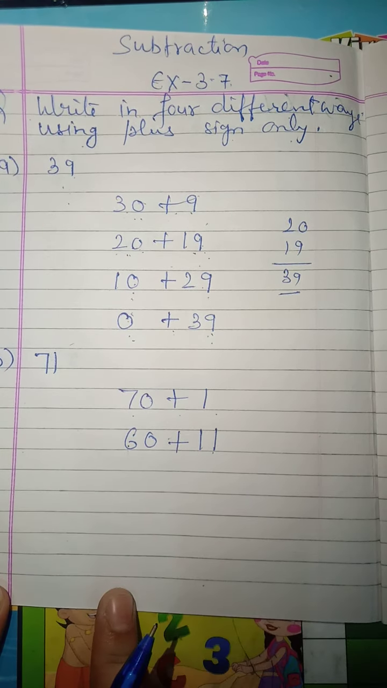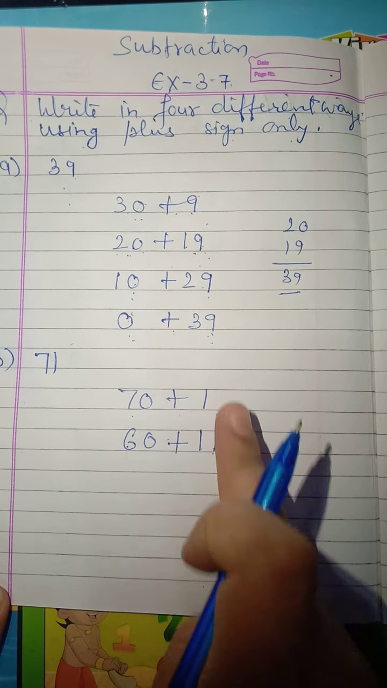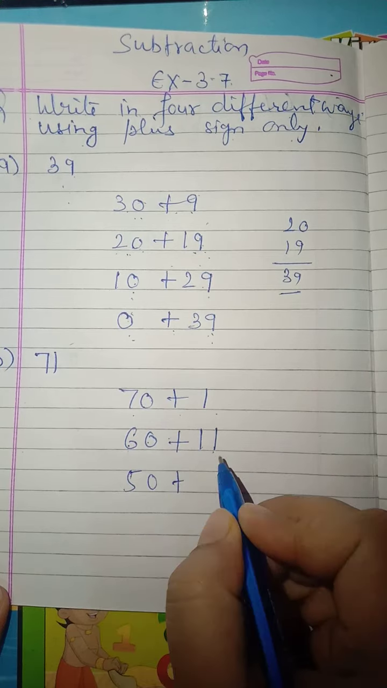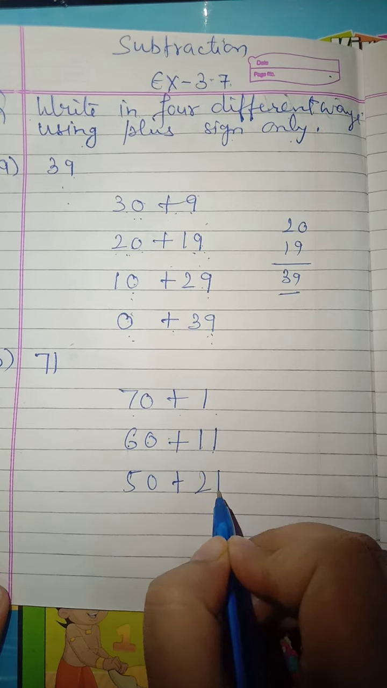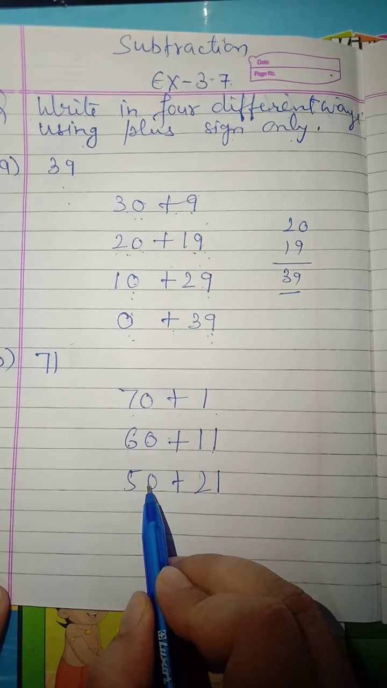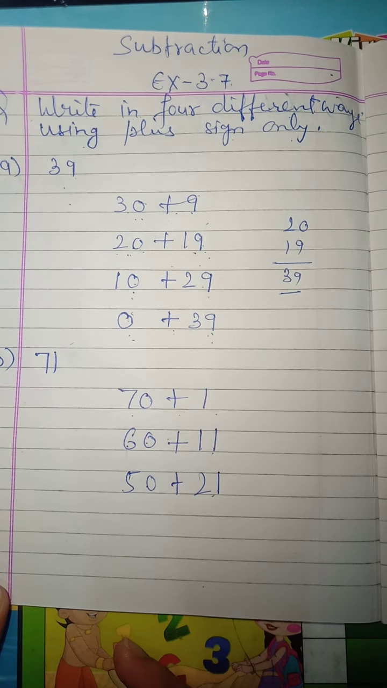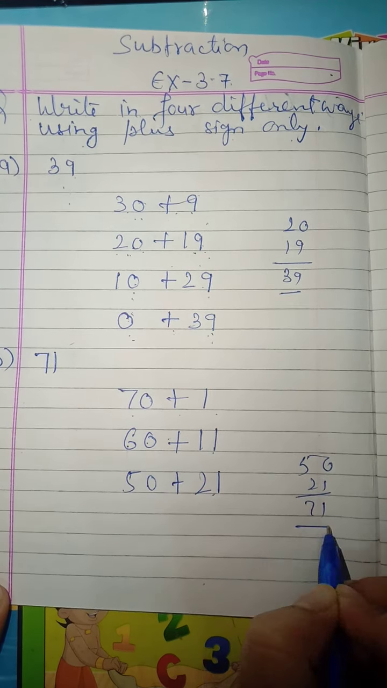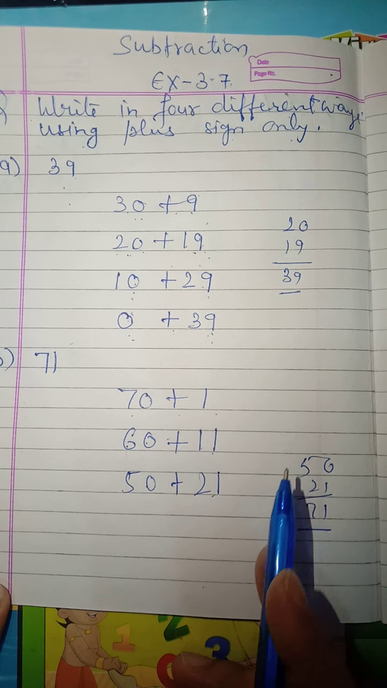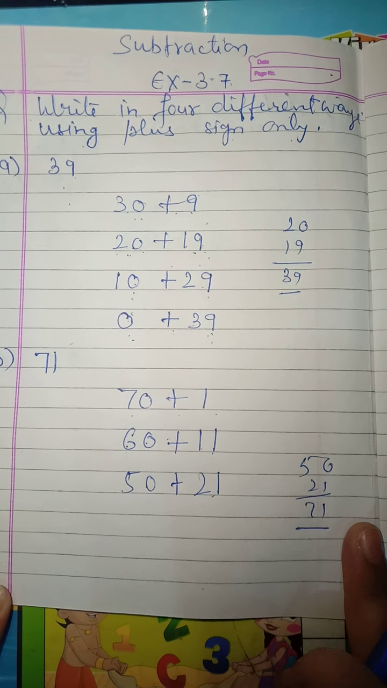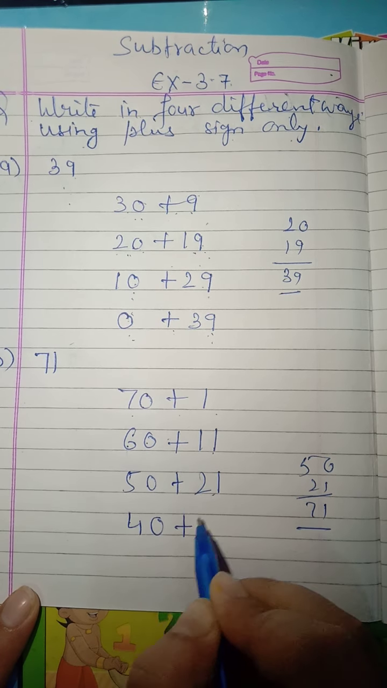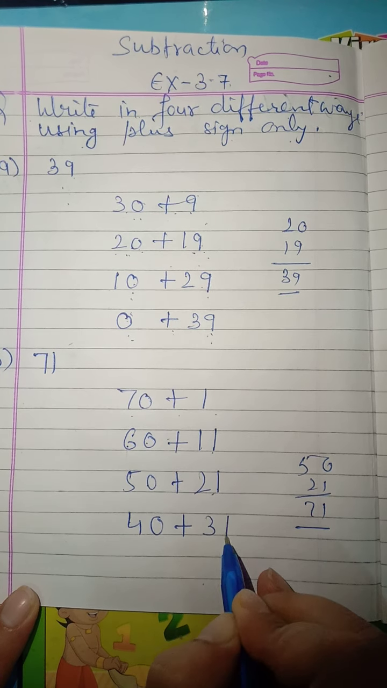Again subtract 10 from this side and add 10 to this side. 60 minus 10 is 50, and 11 plus 10 is 21. 50 plus 21 is again 71. At any step, if you have any doubt, you can check it by adding. Now again 50 minus 10 is 40, and 21 plus 10 is 31.